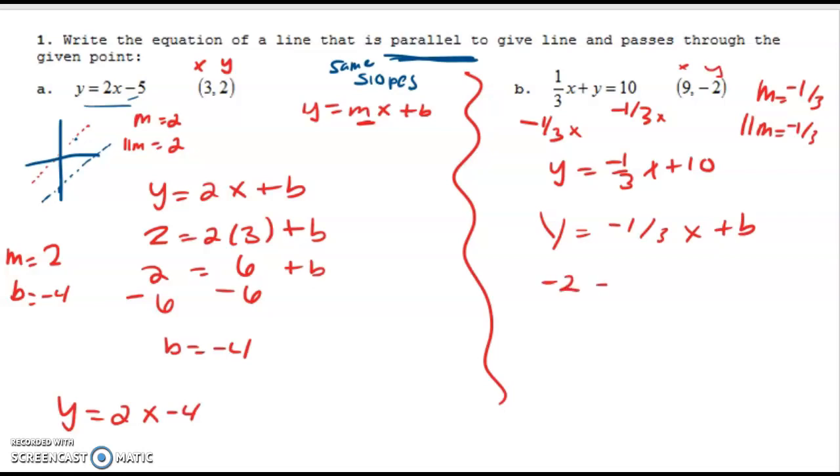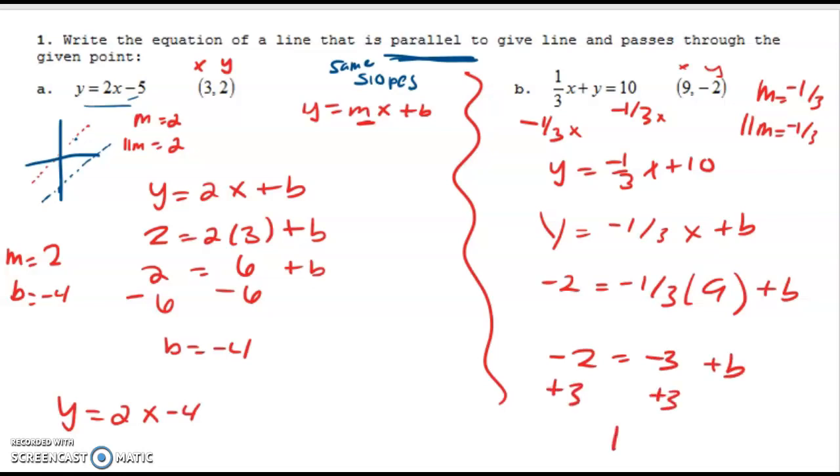So -2 equals -1/3 times 9 plus b. I substituted the x from my point in for the x in the equation. -2 equals, and although this is a fraction and it looks really ugly, it actually ends up being pretty decent. It's just -3 if you plug that into your calculator. Plus b, so the last thing would be to add the 3 over. So 1 would equal b.